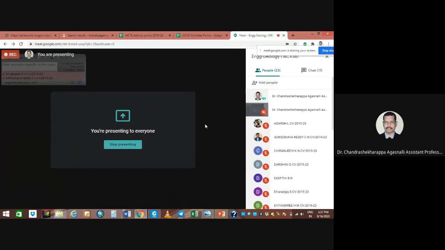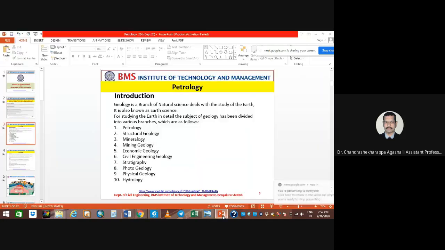There are two types, varieties of rocks. So the basic definition of rocks is that it is an aggregate of minerals. Minerals are coming together and made up of the rocks. And it's a branch of geology.